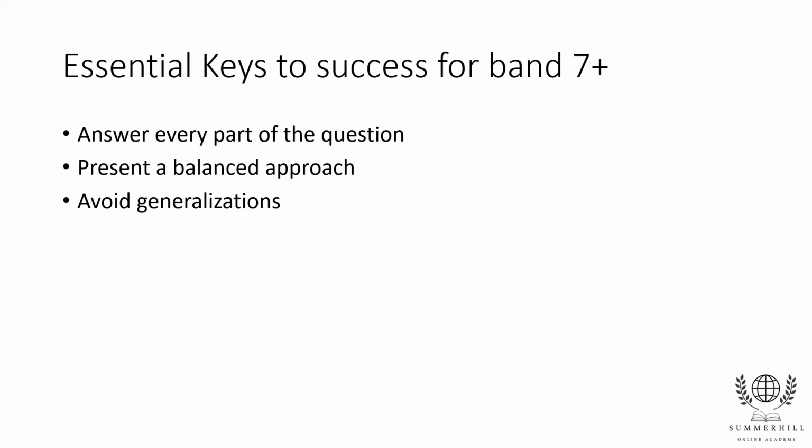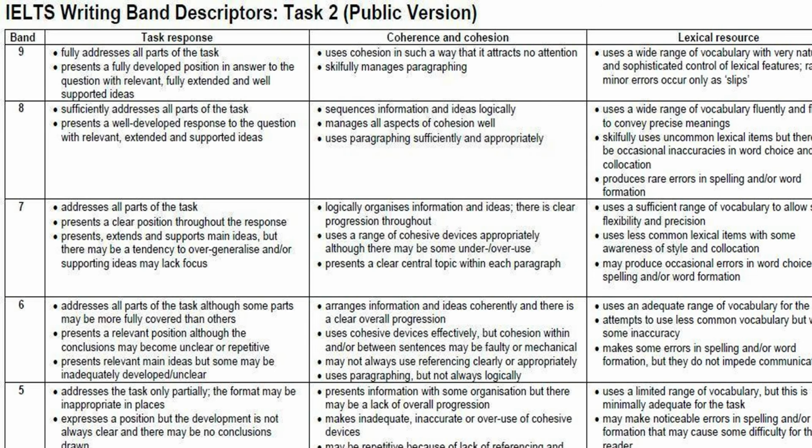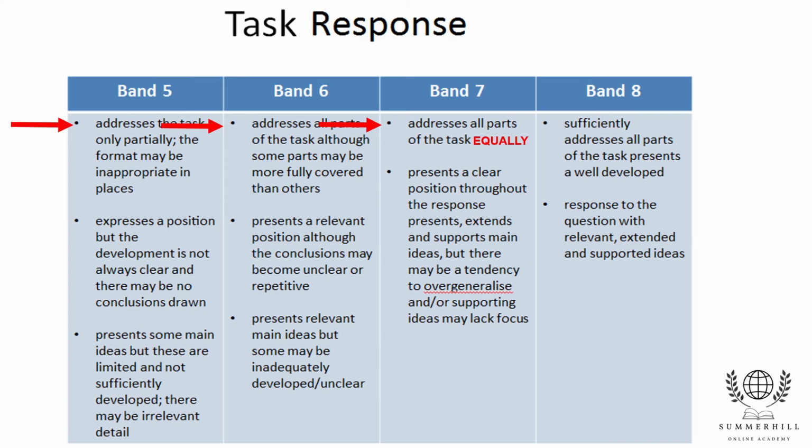However, in order to extend beyond a Band 7 in task achievement, we can take a look back at our writing band descriptors, the public versions, of course. When we take a look at task response, we can see that for Band 7, we are addressing all parts of the task equally, but we are still stuck at a Band 7 score if we have a tendency to overgeneralize.